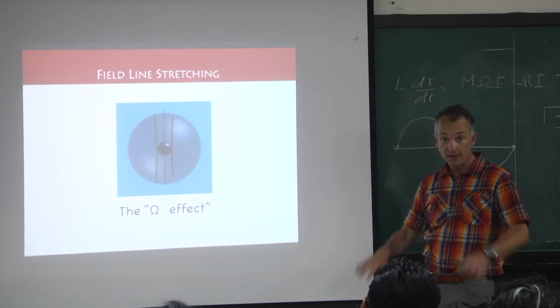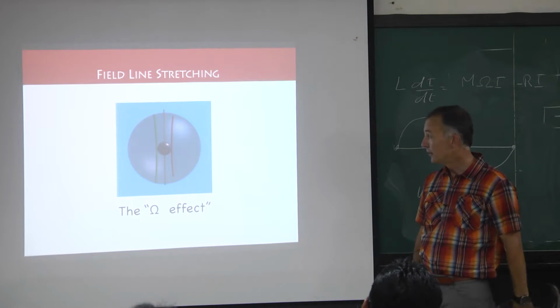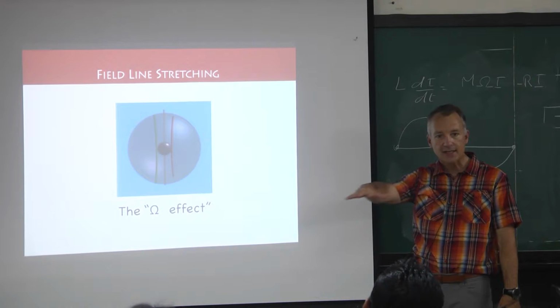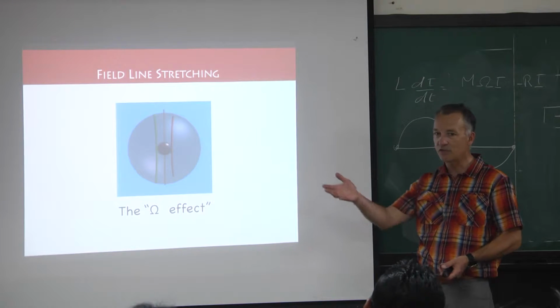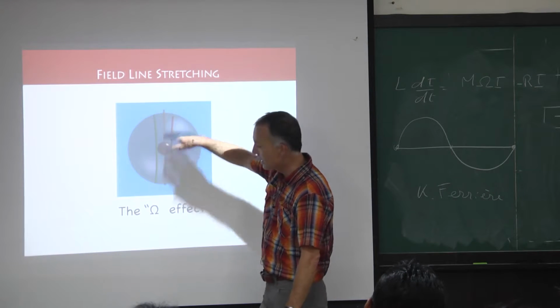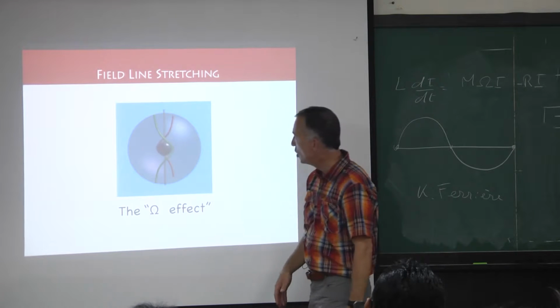In an astrophysical object like a star or a galaxy, there's almost always some sort of large-scale axisymmetric shear. And I'm just going to give you pictures. This is eye candy. It's stuff that you've already heard about. But the idea is, field lines stretching in some astrophysical object would proceed like this.